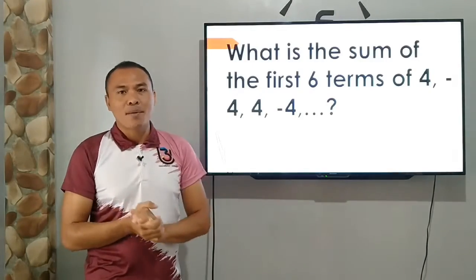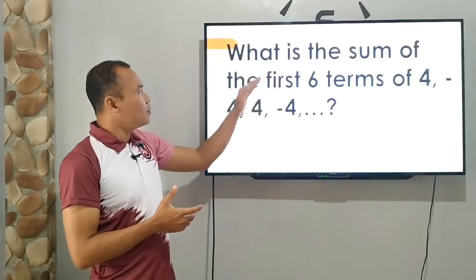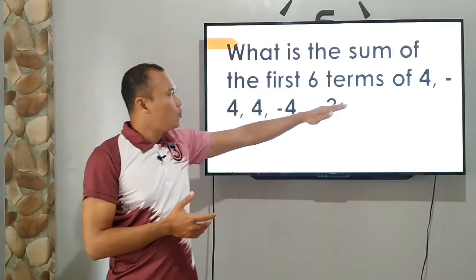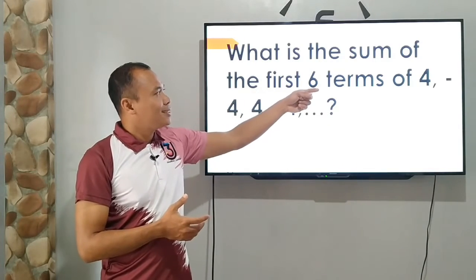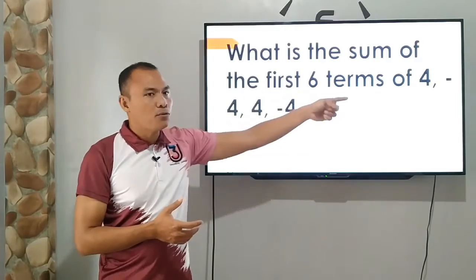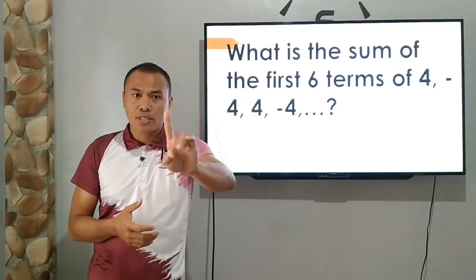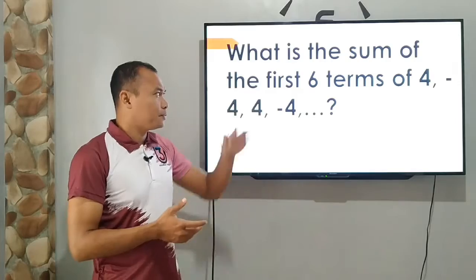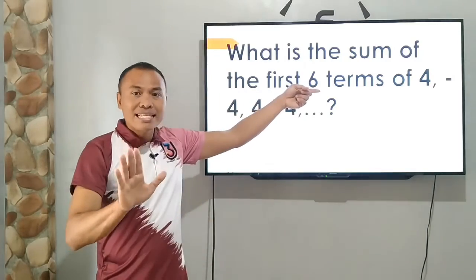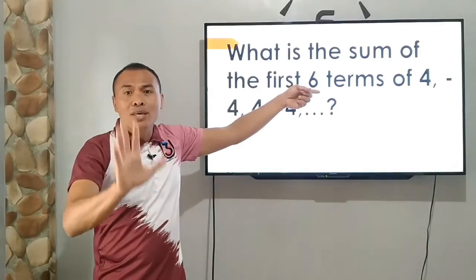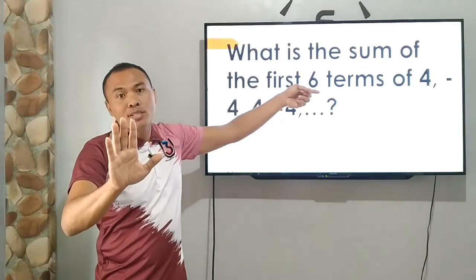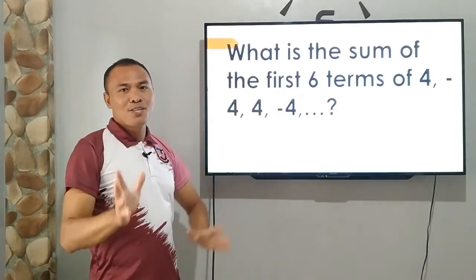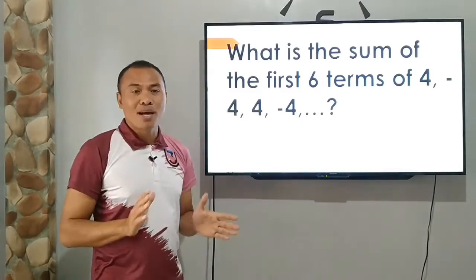Let's take another example. What is the sum of the first 6 terms of 4, negative 4, 4, negative 4? Negative 4 divided by 4 is negative 1. The first condition, negative 1. 6 is an even number. So when it is even and r is negative 1, what is our answer? It's 0. So it's easy, right?